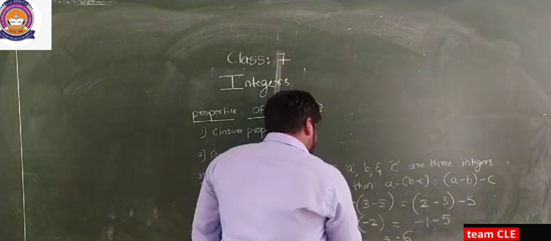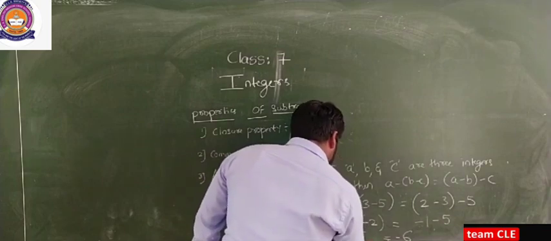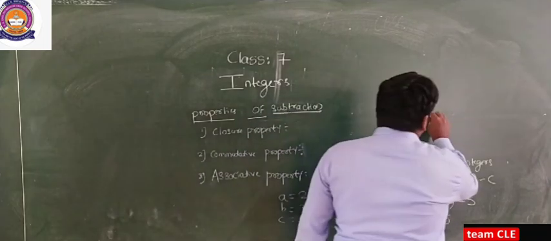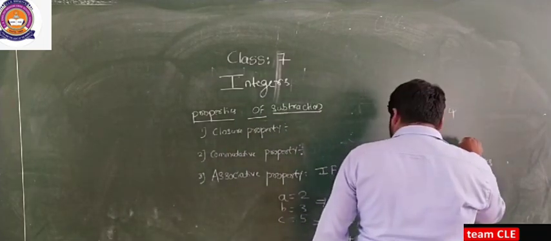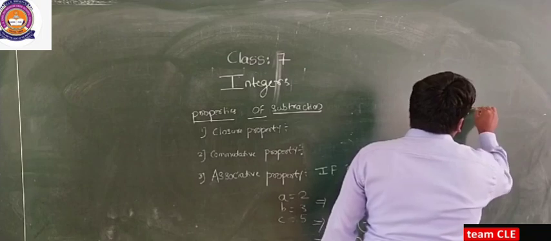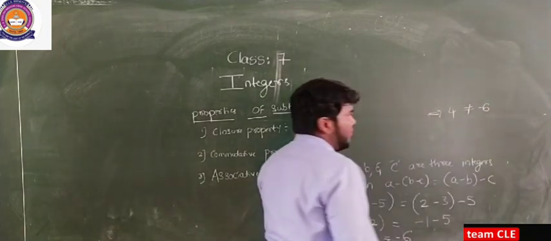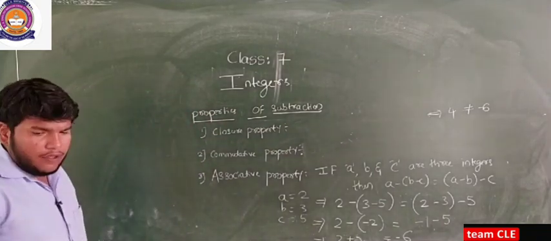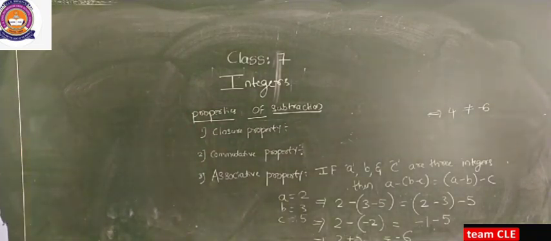So we are getting this as 2, positive 2, that is minus into minus is plus, and 2 as it is, that is 2 plus 2 which is equal to 4. 4 is not equal to minus 6. So 4 is not equal to minus 6 means we can conclude that the associative property does not hold good for subtraction.